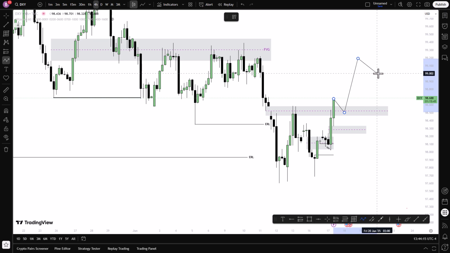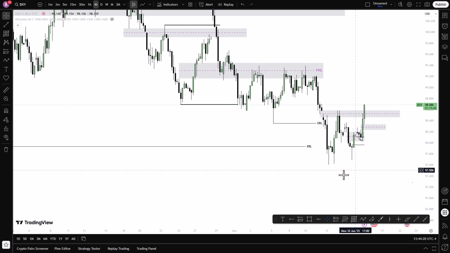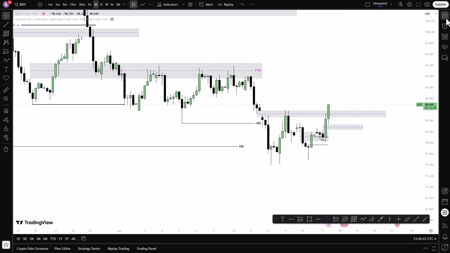So if the dollar index will be going bullish, what are we expecting on the foreign currencies? We want to see bearish prices. So let's go to the EUR/USD.